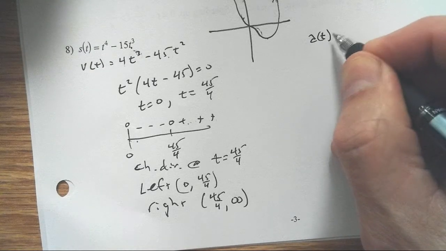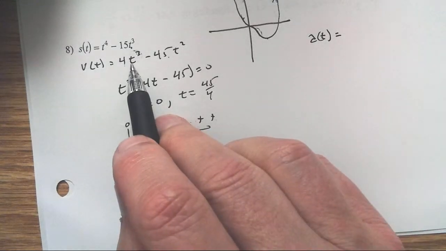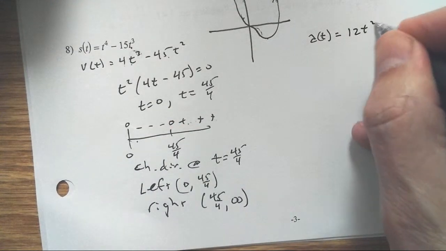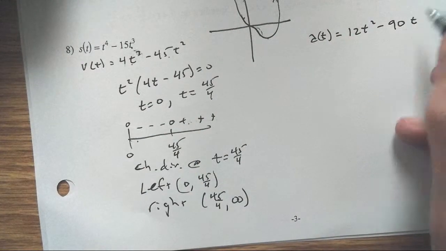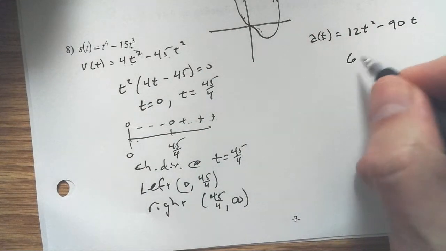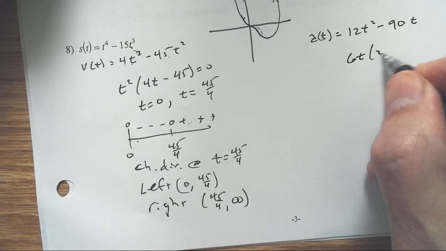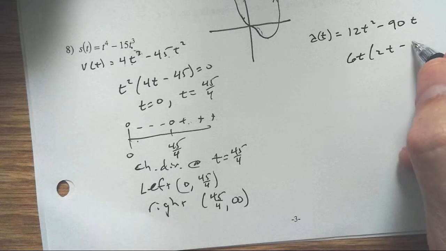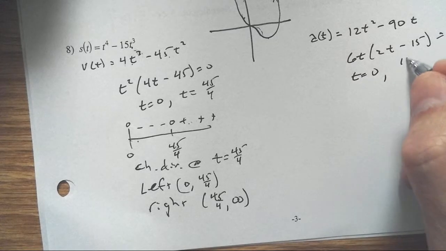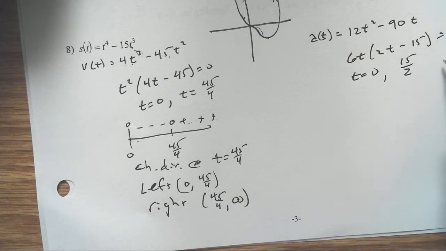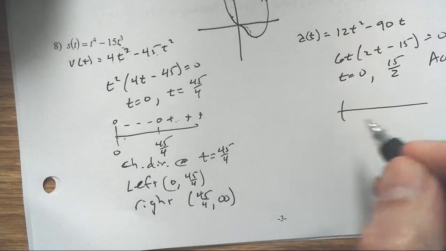Acceleration based on time, 12t squared minus 90t. I'm going to factor out a 6t. I get 2t minus 15 equals 0. t is 0 and 15 halves. That is when the acceleration equals 0.